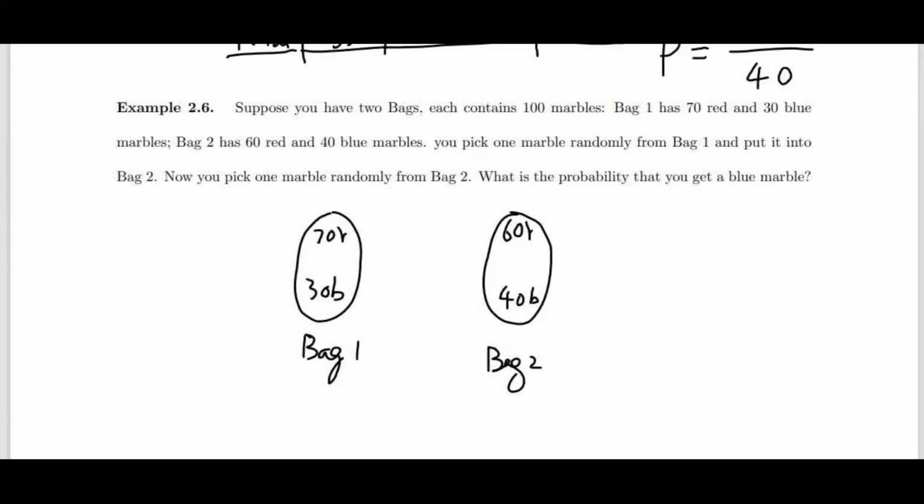So this is like you pick one marble from bag one. From here, pick one, and put this one into bag two. Then from bag two, pick one. So what is the probability you get a blue bubble?